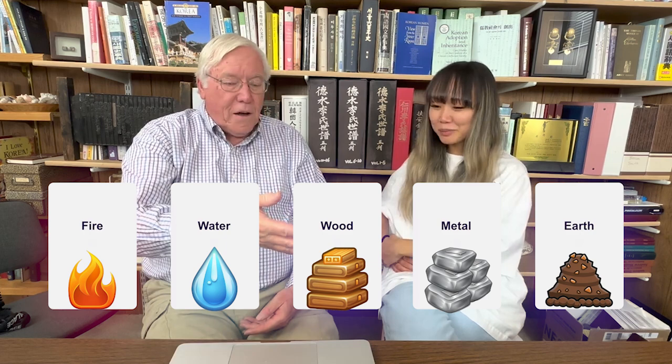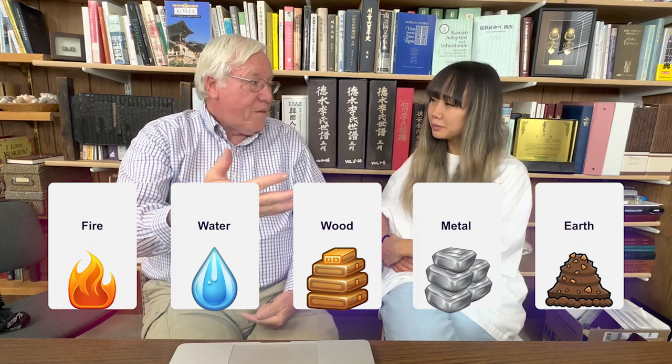Think of the days of the week. Fire, water, wood, metal, and earth, after Sunday and Monday, are the five days of the week. Now, it turns out that the simple characters for each of these Ohang can be part of another character.